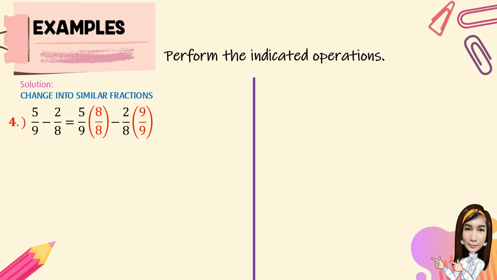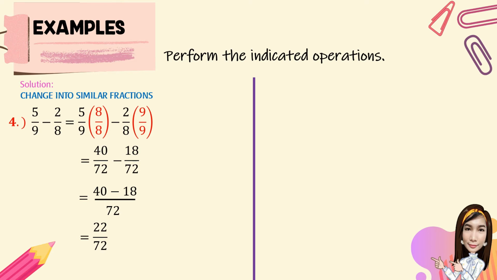So simply multiply numerator times numerator, denominator times denominator. So 5 times 8 is equal to 40. 9 times 8 is equal to 72. Minus 2 times 9 is equal to 18. 8 times 9 is equal to 72. Now, as you notice, we have already the same denominators. So we subtract the numerator, 40 minus 18, then copy the common denominator, which is 72. 40 minus 18 is equal to 22 over 72.